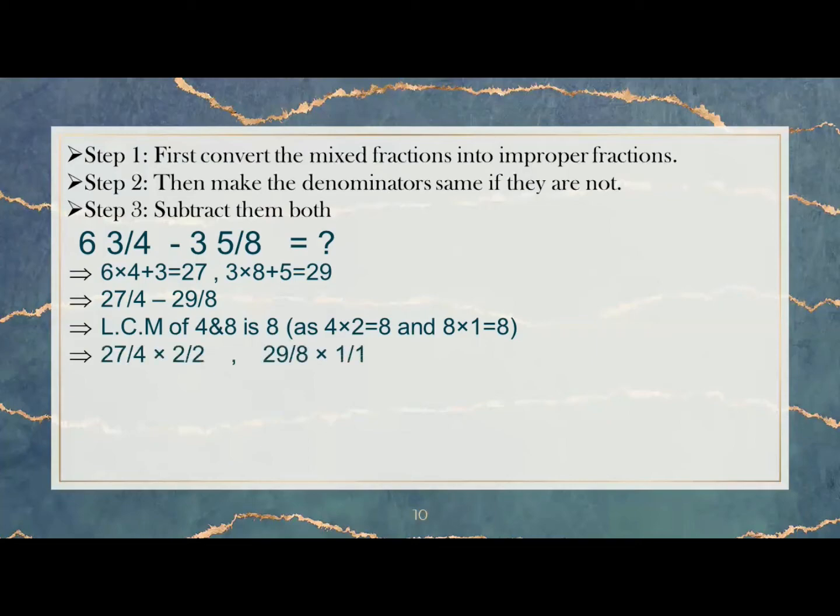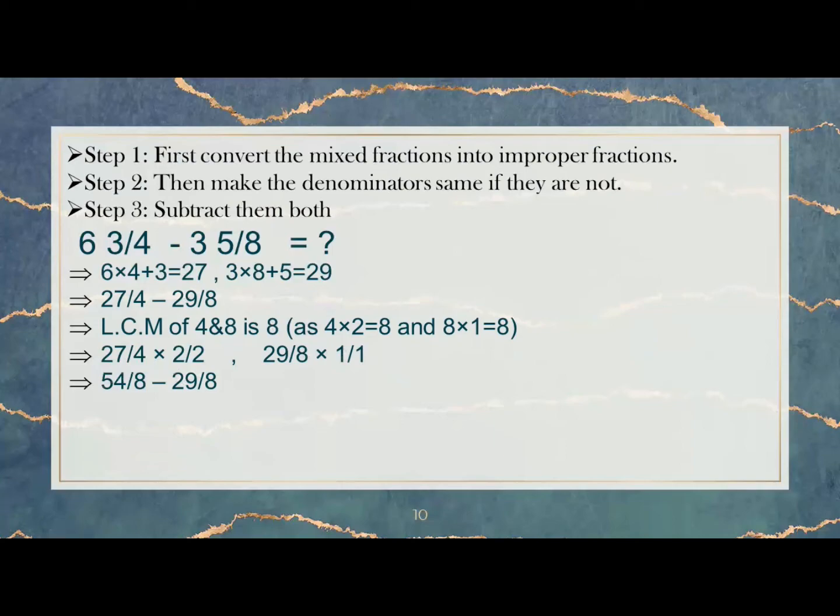So now to make the denominators the same, we are going to multiply 27 by 4 into 2 by 2 and 29 by 8 into 1 by 1. Here we multiply by 1 by 1 because you can see that 8 into 1 is equal to 8, but here 4 into 2 is equal to 8. That's why here 2 by 2 and here 1 by 1.